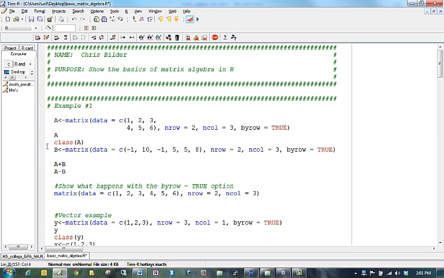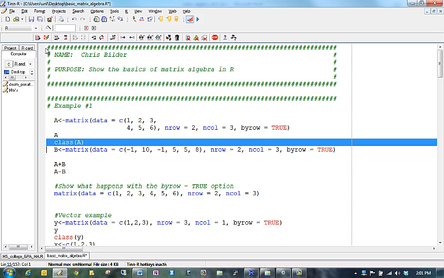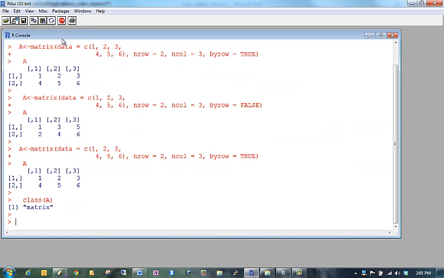Okay. Now also, if you remember from the Introduction to R class, every object in R has a class. Well, what's the class of A? It happens to be called matrix. It didn't have to be called matrix. It's just that in the matrix function itself, the people who've written it have designated that anything that's created with the function matrix is going to have a class of matrix.